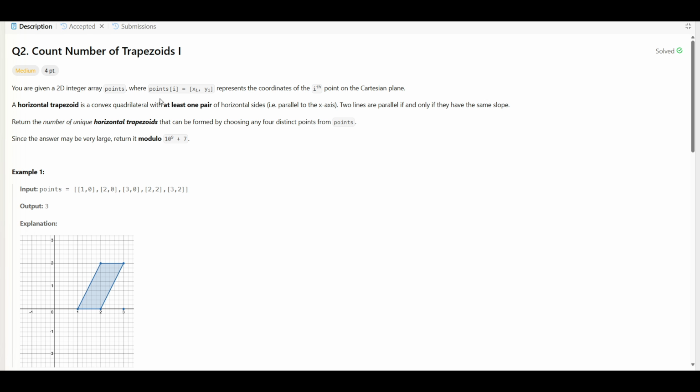Hello everyone. So in the next question we have, in today's weekly contest 459, is count number of trapezoids, right? So as you can see, we have been given this example and you can understand the number of trapezoids, right? Let me zoom in a little bit more.